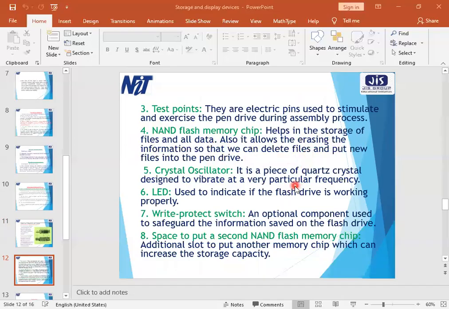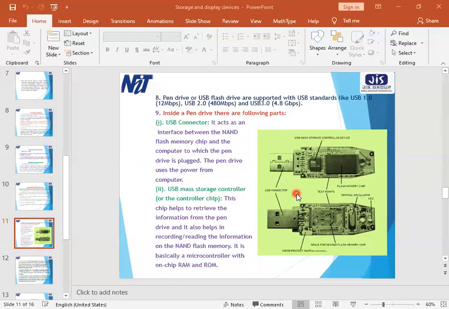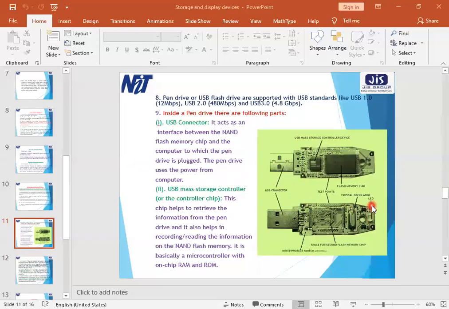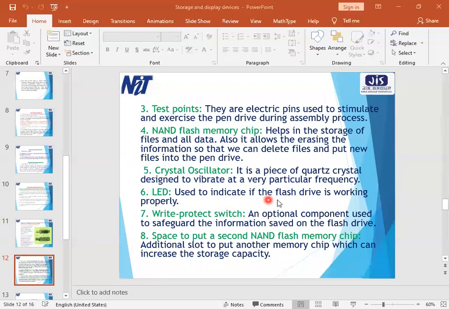Now, the crystal oscillator. This is another part. This crystal oscillator is embedded somewhere here. It is a piece of quartz crystal designed to vibrate at a very particular frequency. LED. You see there is an LED. This one is the LED, used to indicate if the flash drive is working properly.